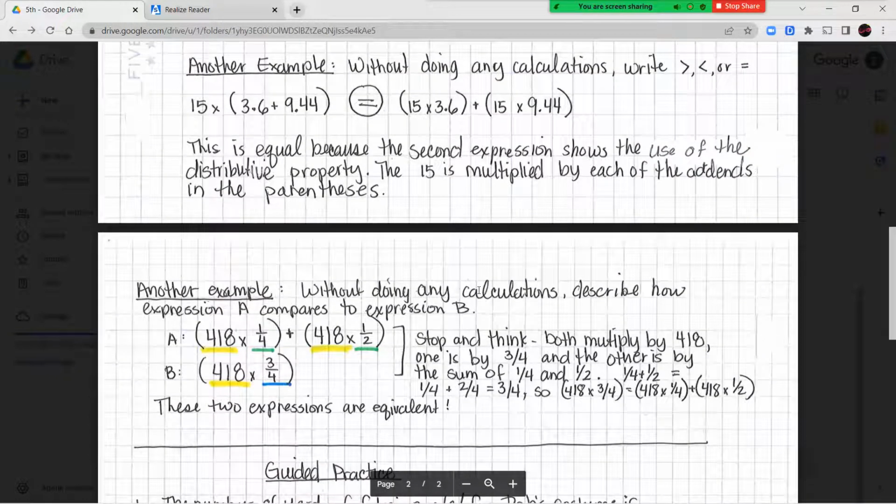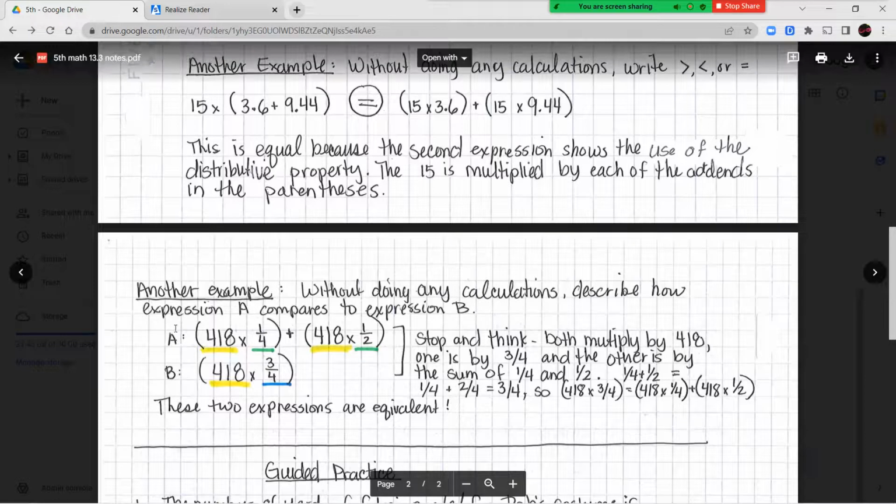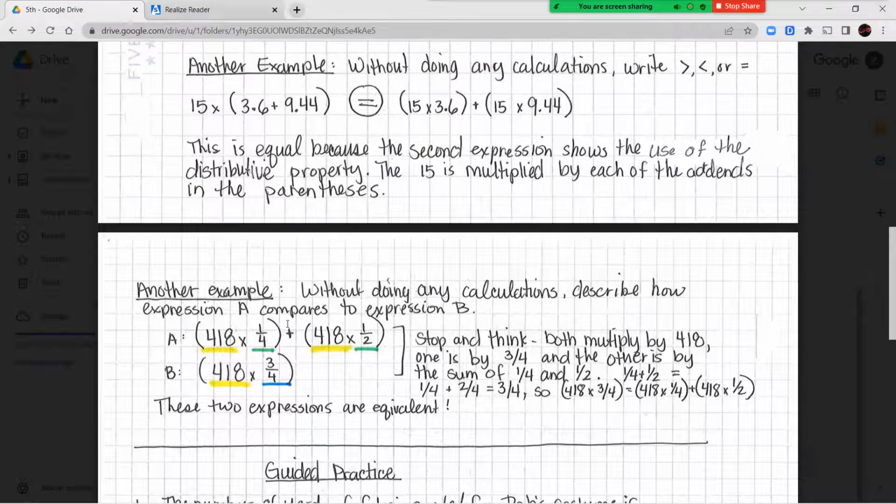Our next example says, without doing any calculations, describe how expression A compares to expression B. So here's A and here's B. A says 4 1/8 times 1/4 plus 4 1/8 times 1/2. Expression B says 4 1/8 times 3/4. Now let's stop and think about the numbers that we're using here. Both of them multiply 4 1/8 by something. The first one is 4 1/8 times 1/4 and 1/2. The second one is 4 1/8 times 3/4.